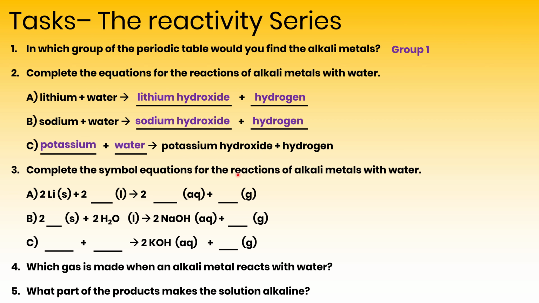3. Complete the symbol equations for the reactions of alkali metals with water. A. We've got to react lithium with something here, and it was water, H2O. This would make dissolved lithium hydroxide, that's aqueous to mean it's dissolved in water, and the gas that was formed was hydrogen, which has the formula H2. In order to make NaOH or sodium hydroxide, we need to react solid sodium, Na. The gas formed again is hydrogen gas.